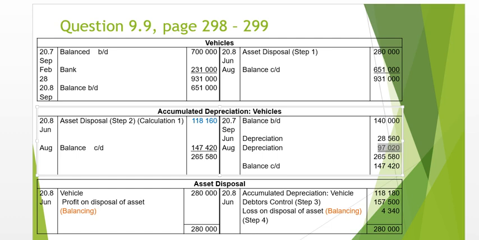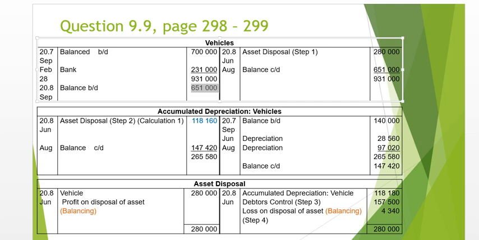Okay, and then the final thing that we need to do is we just need to balance out our accounts. So if we balance out our accumulated depreciation account, then it will balance on the credit side. On the beginning of September 2008, the beginning of our next financial year, our balance towards accumulated depreciation is 147,420. The same for vehicles. If we balance it out, beginning of September 2008, our balance in terms of vehicles is then 651,000 Rand.